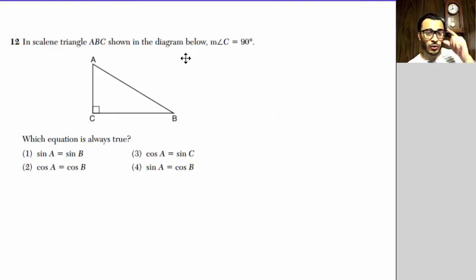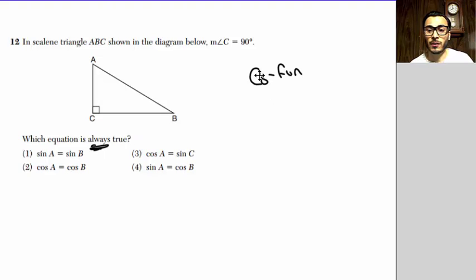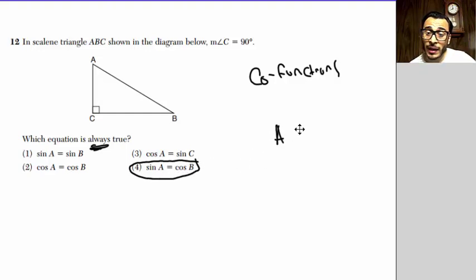Number 12, in scalene triangle ABC shown in the diagram below, angle C is 90. Which equation is always true? Now, you know what they're looking for here? They're looking for the cofunctions. And that's going to be sine and cosine. Where is it? Here it is. The sine of A will always be equal to the cosine of B, as long as, this is the important part, as long as A plus B equals 90 degrees.